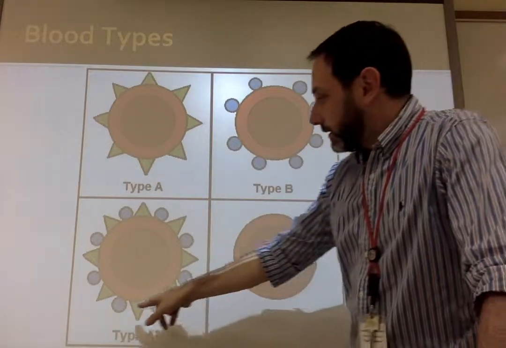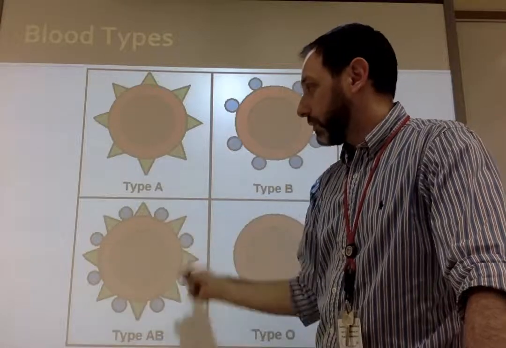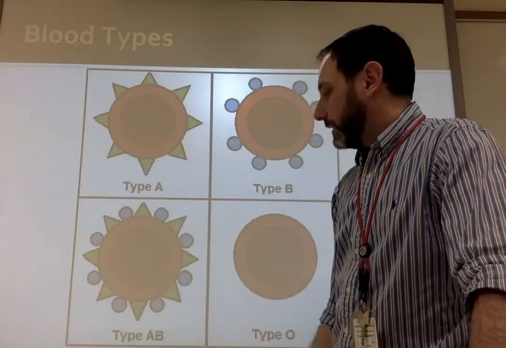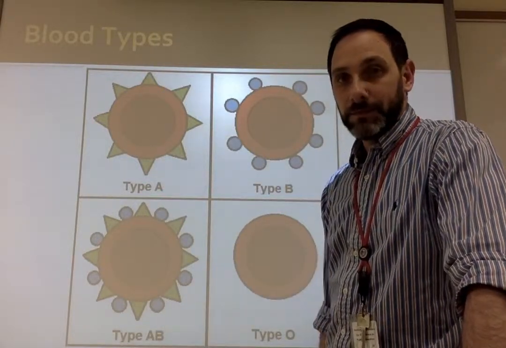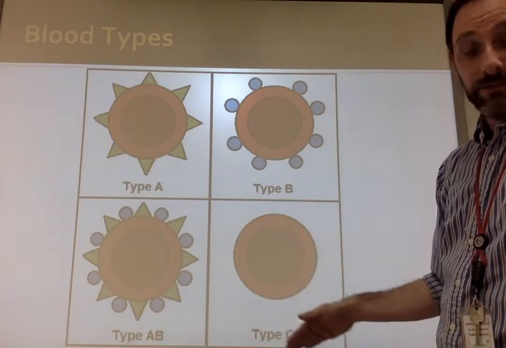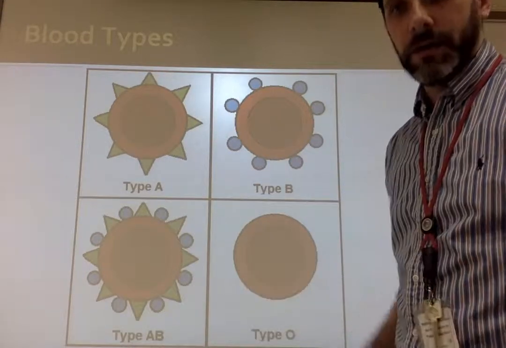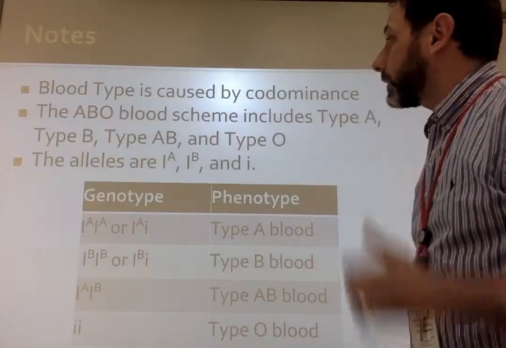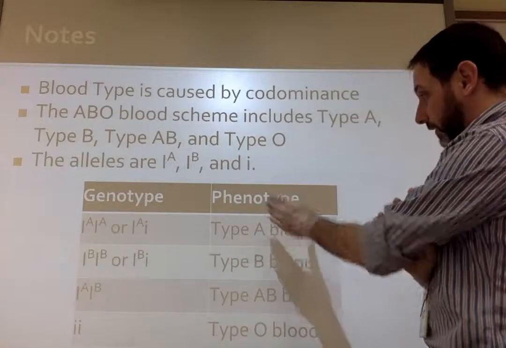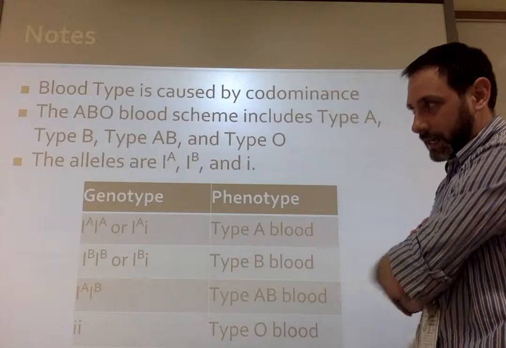You'll notice that there could be a cell that has both. So codominant has both of the traits. And that would be called type AB. And then you could have one that's homozygous recessive, doesn't have either of them, and we call that type O. We use the O for like 0. There's nothing there. So there are four phenotypes, four types of blood types.